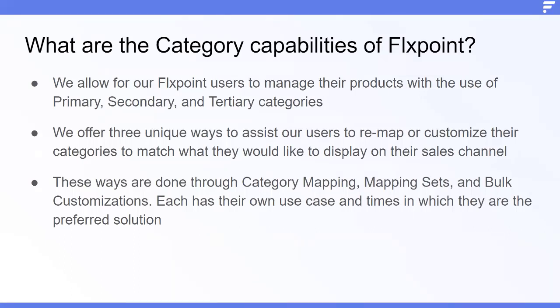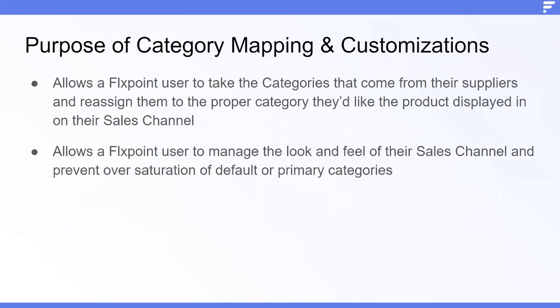Which one you use really depends on what your use case is and what the situation is. I'm going to show you which use cases and situations call for which methods. These ways are done through category mapping directly, mapping sets, and bulk customizations. And like I mentioned, each has its own case and time when it's the preferred solution.